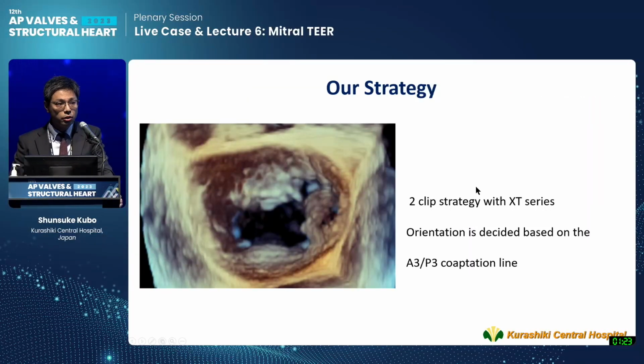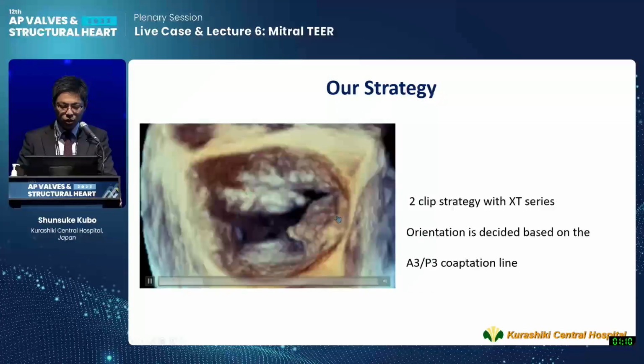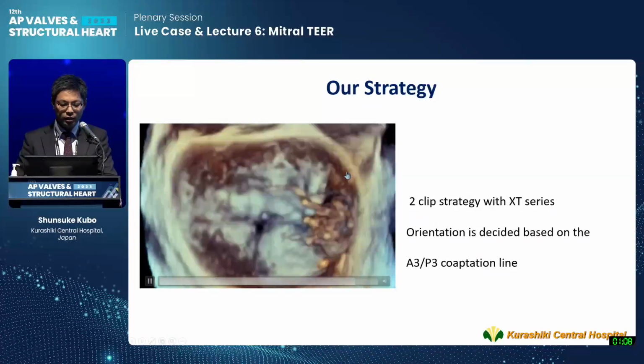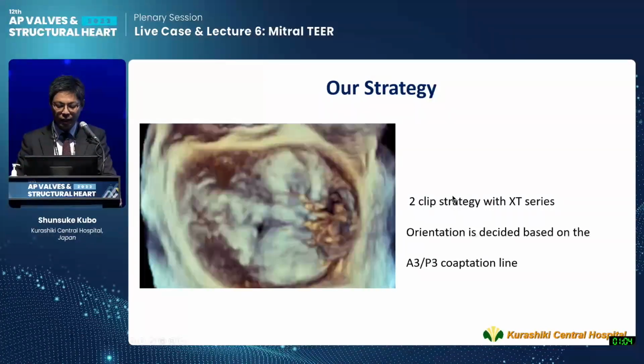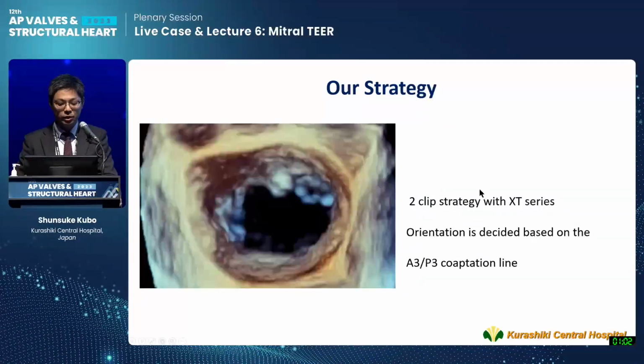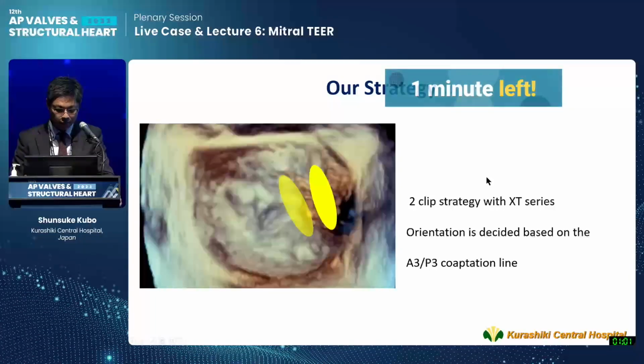So what is the strategy? So I think that this is a very large flail and wide flail. So we have to put two clips with the XT series. And how about the orientation? This is a P3 and a posterior commissure prolapse, but this is combined. So I think that orientation is decided based on the traditional A3, P3 coaptation line, so like this.